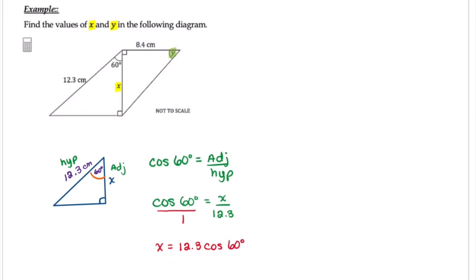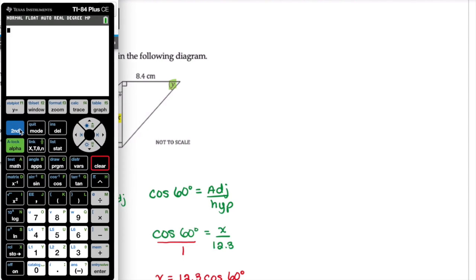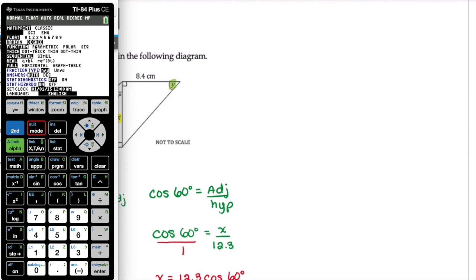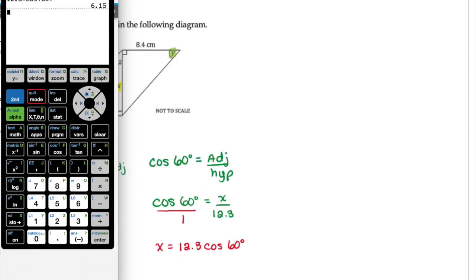And we're just going to input this into our calculators. So go to 12.3 times cosine of 60 degrees equals. Before you do anything, let me just double check that your degree is on. In mode, that should be degree mode. Why? Because we're dealing with a degree measurement. So we have 6.15 centimeters, to use the units that were given.